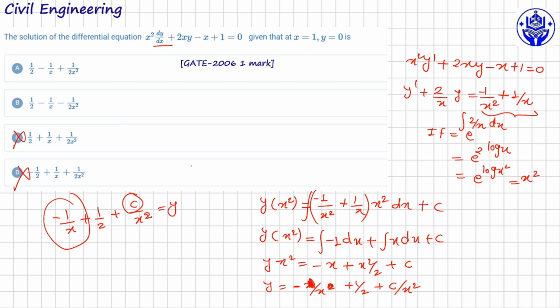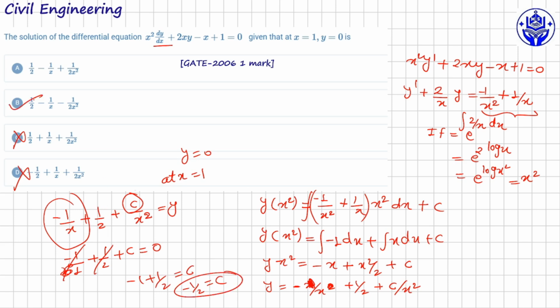So to calculate c, we have y equals 0 at x equals 1. If I put x equals 1, then it is c and it is 0. Of course, sorry, it is minus 1 plus 1 by 2 equals c. Then my c is nothing but minus 1 by 2. So here it is minus, so b is the correct answer, a is not correct. So this is the trick how you can discard the options.